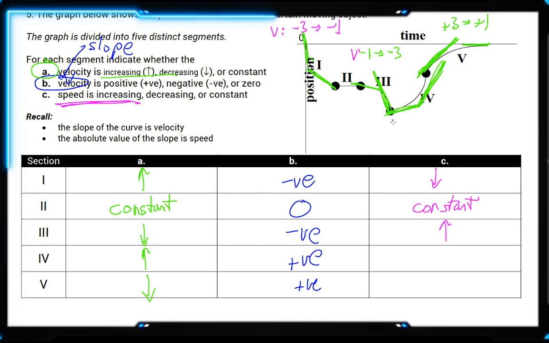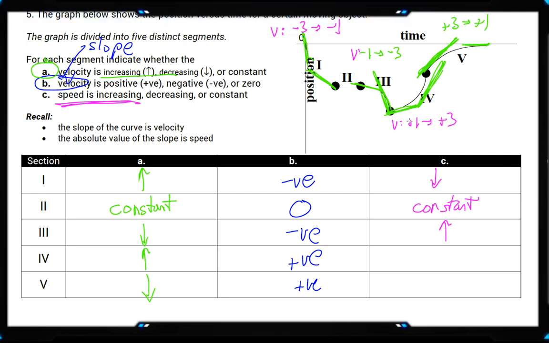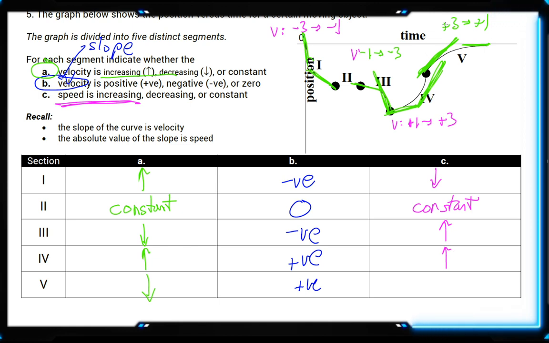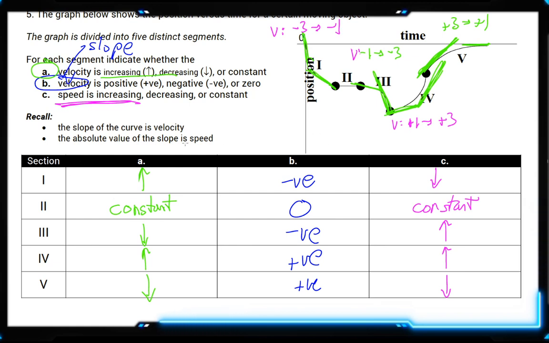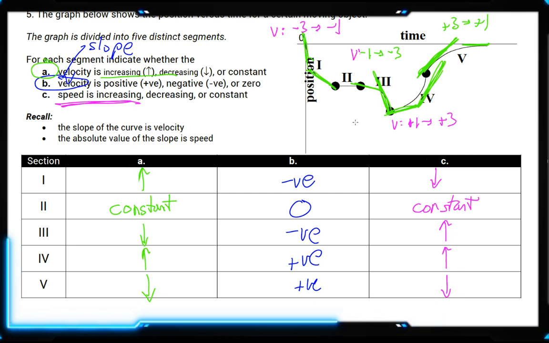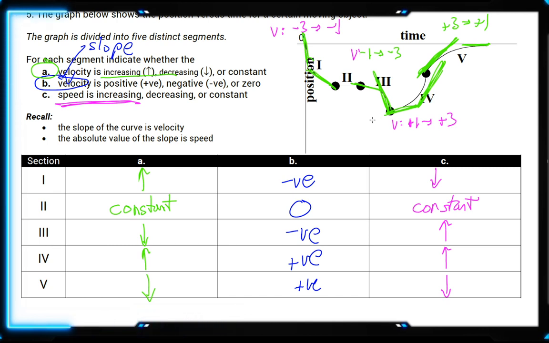Here, the velocity was +1 to +3. That was an increasing velocity. It's also an increasing speed. Here, the velocity +3 to +1. That's also a decreasing speed. Notice the velocity change and the speed change, they sometimes match, they sometimes don't. So you can't make a rule for yourself. You got to reason through it every time. Remember, the speed is the absolute value of the velocity.